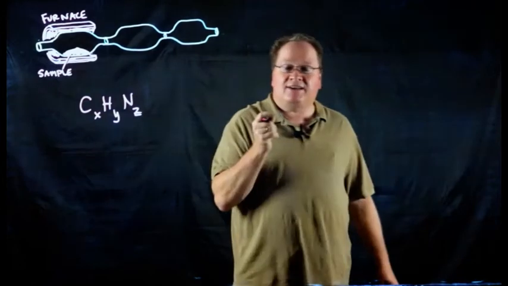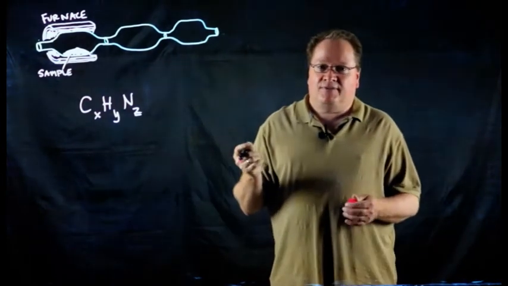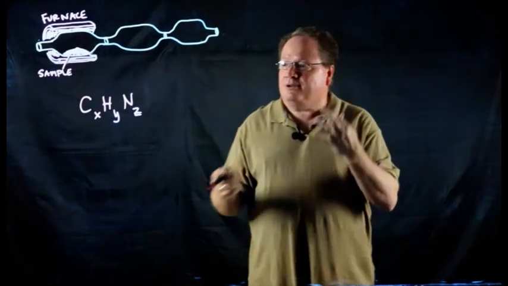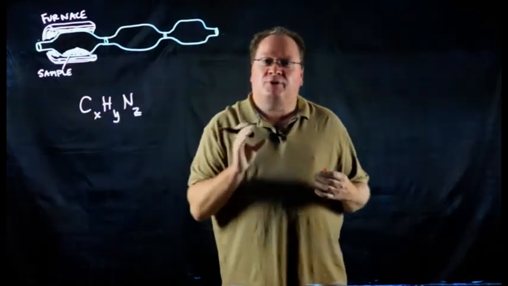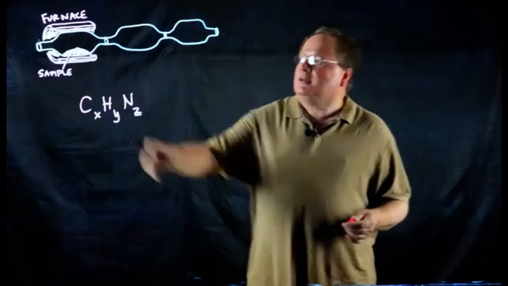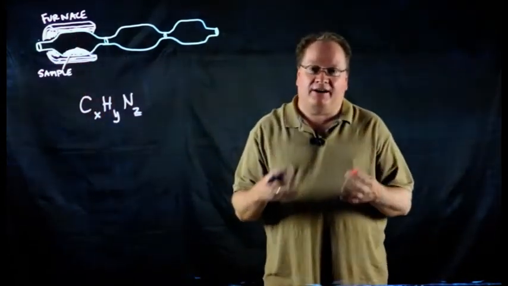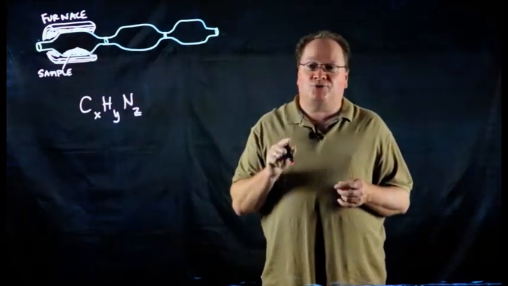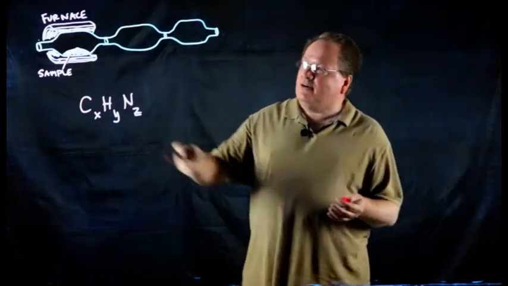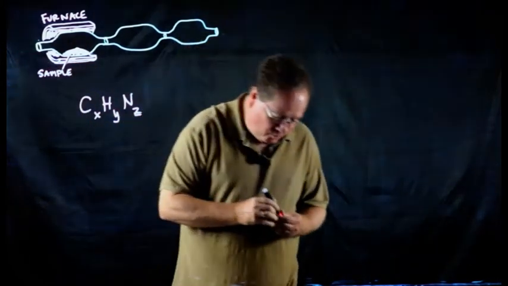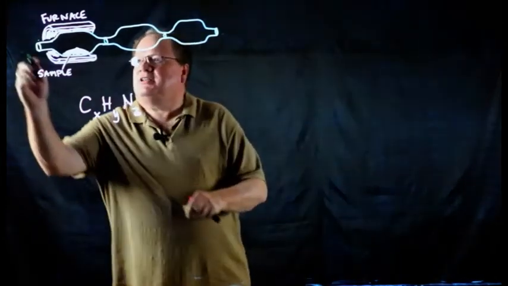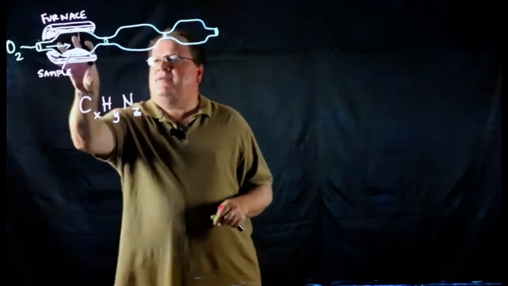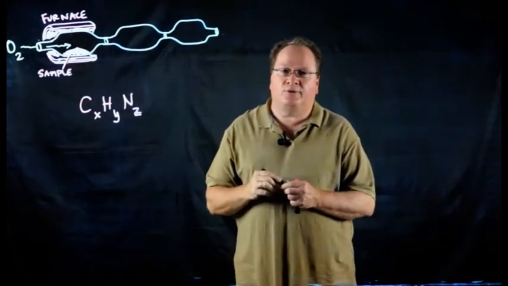Now, what do you need to burn anything? There are three things required to burn something. Number one, you need a fuel. Well, there's our fuel. Number two, you need an ignition source. That's the job of the furnace. It's going to get hot enough that the sample will self-ignite. The third thing you need is oxygen. So the end of this tube is typically open, and oxygen from the air is allowed to flow in here, and that reaction is going to happen inside of that tube.